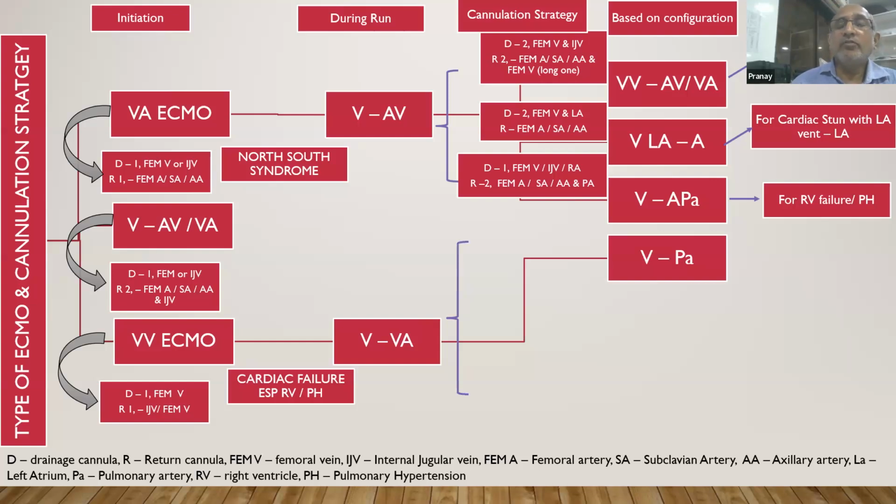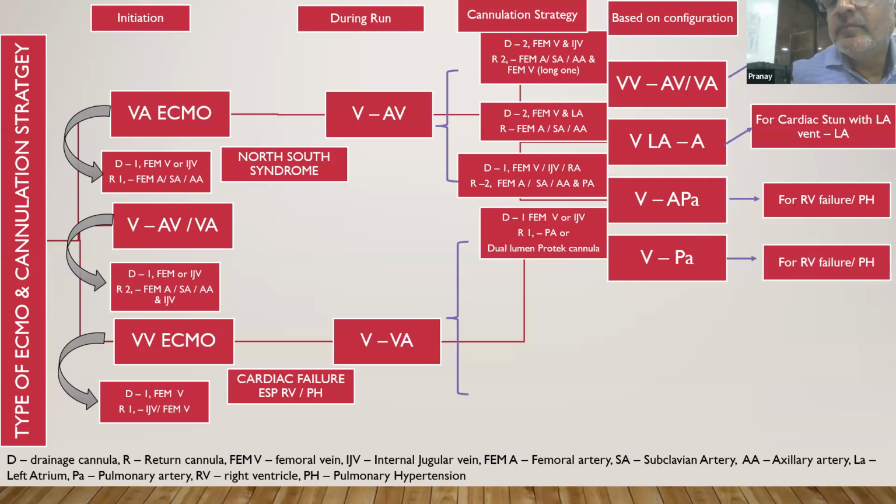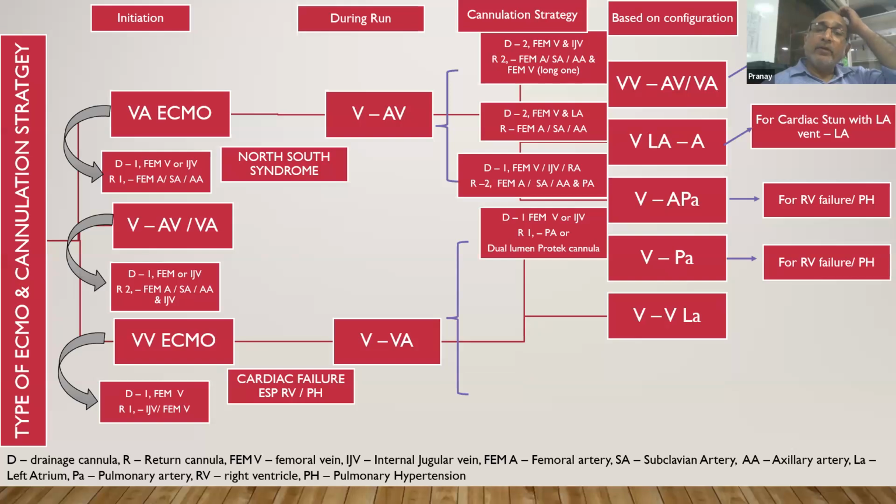In VV ECMO, you might try to do VPA. So you have one drainage in the femoral vein and one return in the pulmonary artery. What I talked about, or you can use a dual lumen Protek cannula. So that is usually done for RV failure or severe pulmonary hypertension.